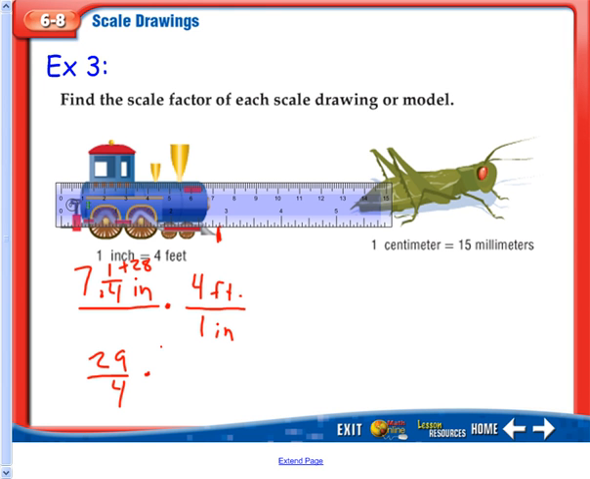Now we can multiply by 4 over 1. And we will also cross off our inches, so we already know our only label left is going to be feet. 29/4 times 4 over 1, and I see that we can cancel. Remember rules of multiplication, we can cancel on top as long as we can also cancel on bottom. I divided both the top and bottom by 4, and now I'm left with 29, and our label is feet.